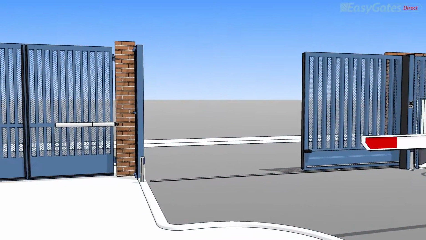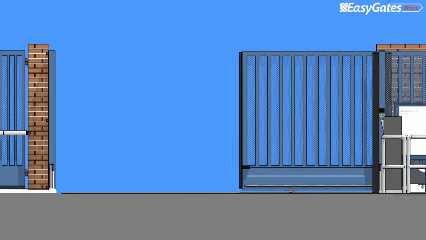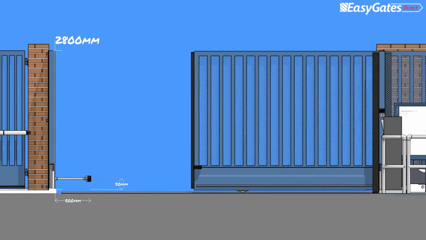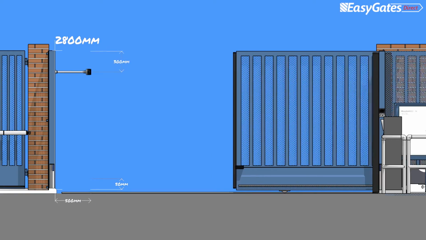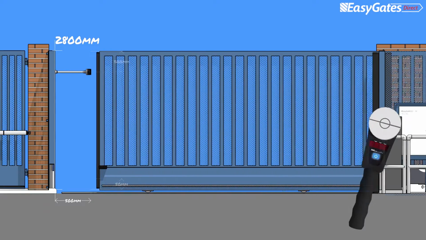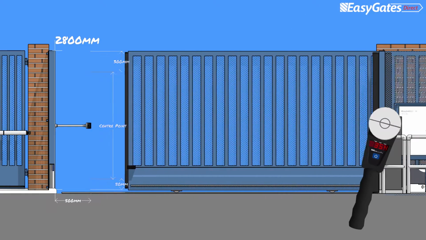Let's take a look at a typical sliding gate setup. As the sliding gate closes, there are 3 measurements to be taken at 3 different heights, as shown in the animation. For reference, these are 50 mm from the bottom of the gate, 300 mm from the top, up to a height of 2.8 meters, and then the middle point between these 2 measurements.